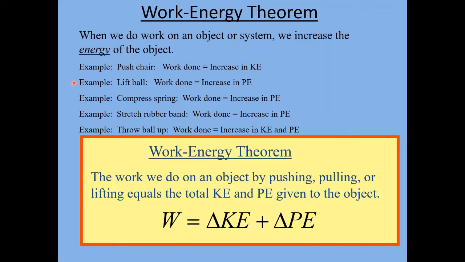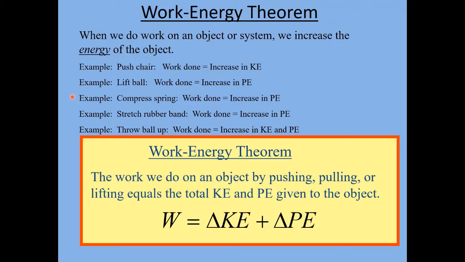Our second example here, if we lift up a ball, the work done in lifting the ball increases the ball's potential energy because we're lifting it off the ground. So again, if we do 100 joules of work to lift up the ball, then the ball will increase its potential energy by 100 joules at the top. And we'll do some examples shortly where we actually put some numbers in.